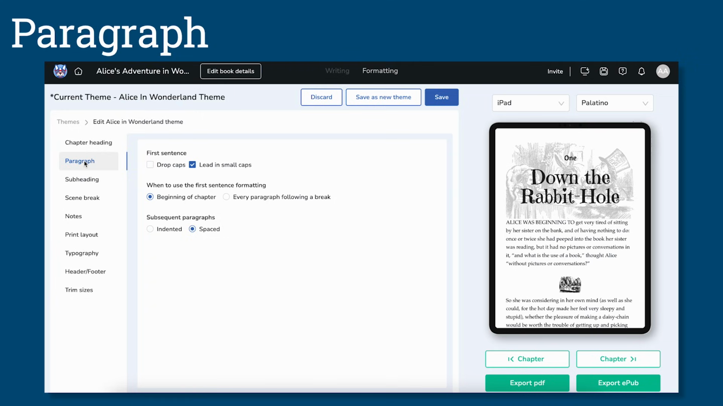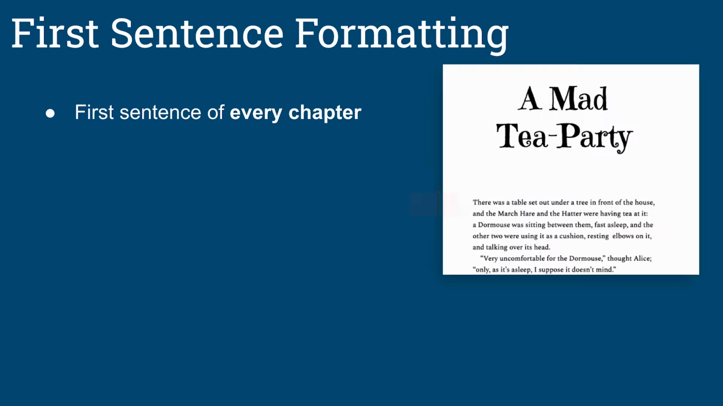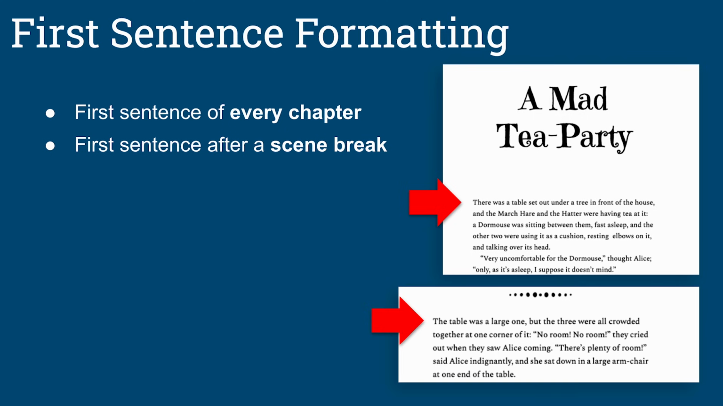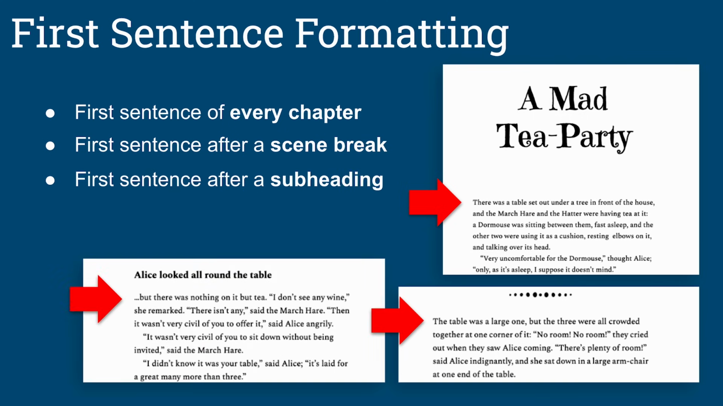Moving along, we now have the paragraph section in your theme. This enables you to customize the formatting of your paragraphs for ebook and print. You can choose decorative options for the first sentence in a chapter or scene, and also select the general paragraph format. Within your first sentence formatting, it's important to remember that Atticus will force the first sentence of every chapter, the first sentence after a scene break, and the first sentence after a subheading to be non-indented. This is in order to follow industry standards.